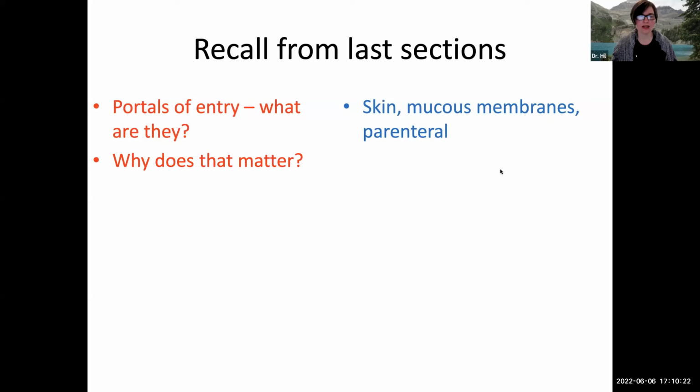Now, what is it that is important about portals of entry? In epidemiology, we cared about portals of entry and portals of exit because of the spread and transmission of disease. Why do we care about it now in immunology? What is the relevance of portals of entry to our current subject? Yes, exactly. This is our first point of contact, right, with our pathogens. So it's certainly going to be a place where we put at least some of our defenses.